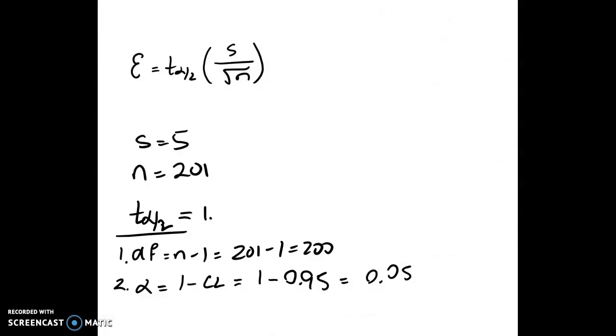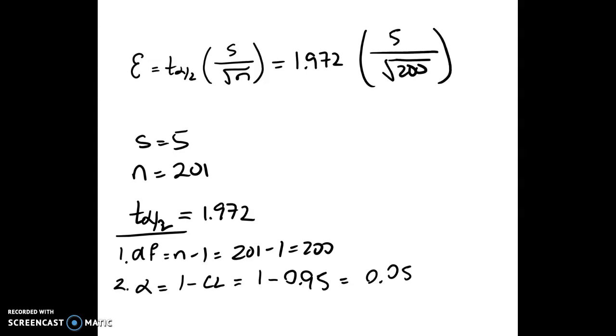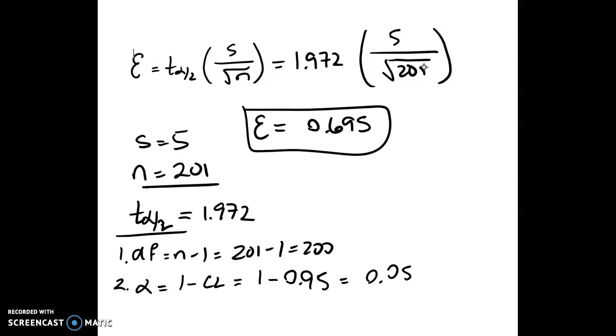Okay, so 1.972, and I have everything I need to plug into this formula here. When I plug this into my calculator, oh, that should be a 1 right there, because n is 201. So what I should get is 0.695. Okay, so that should be your margin of error. That's it.